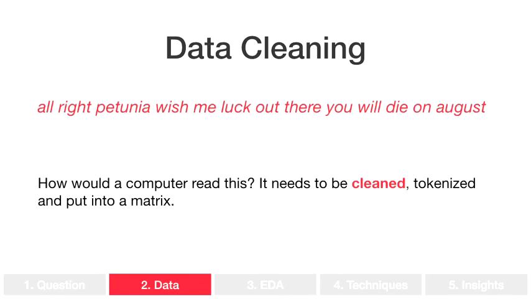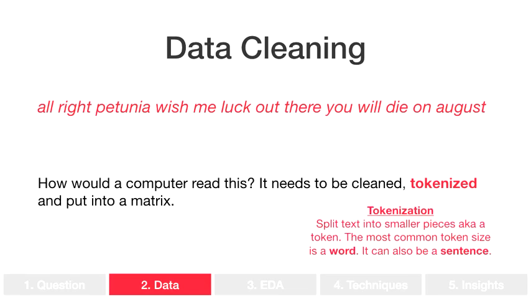And so now that we've cleaned the data, the next step is to tokenize the data. Tokenization is a very standard term in NLP. To tokenize something means to break it down into smaller parts. You can tokenize things by sentence. You can tokenize things by two-word combinations, called bigrams. But the most common way to tokenize is by word.